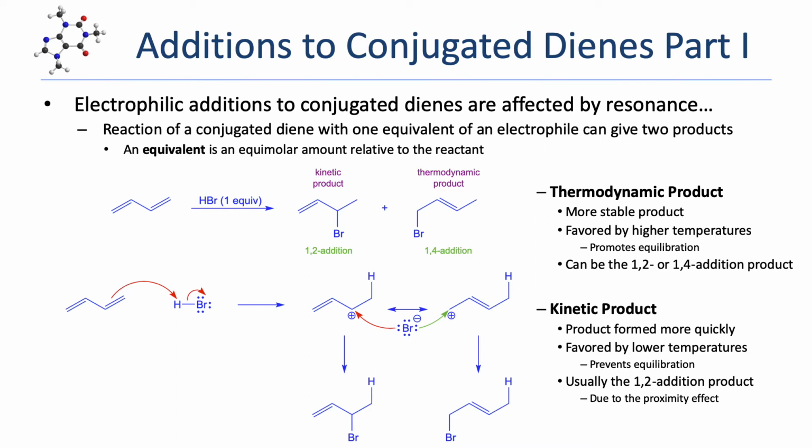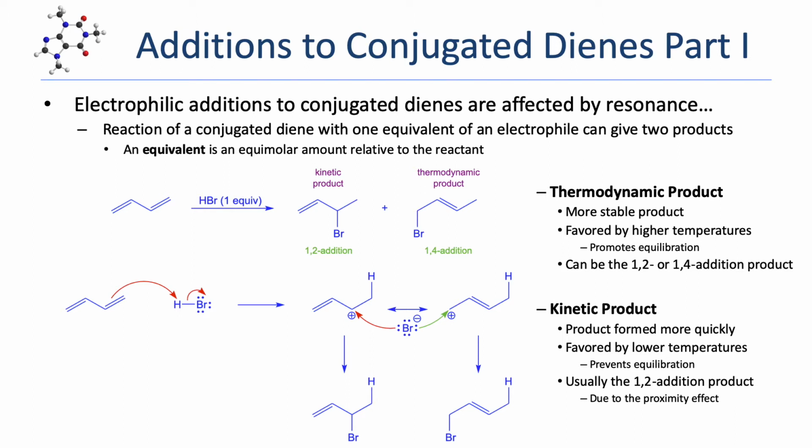But that's not always going to be the case. The thermodynamic product is simply the more stable product, and it can actually be the 1,2 or the 1,4 addition product. We just have to look at the two products and decide which one is more stable. And in these addition reactions to conjugated dienes, the more stable product will be the one that has the more highly substituted alkene. The kinetic product is the one that forms more quickly, and to induce kinetic control, we keep the temperatures low. That helps to prevent equilibration and allows the faster reaction to dominate.